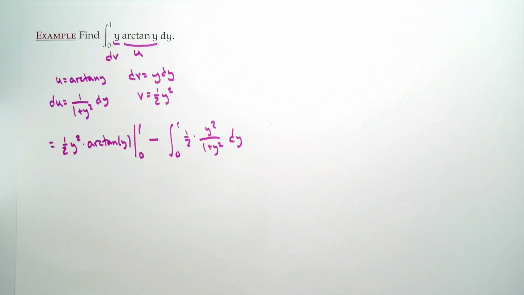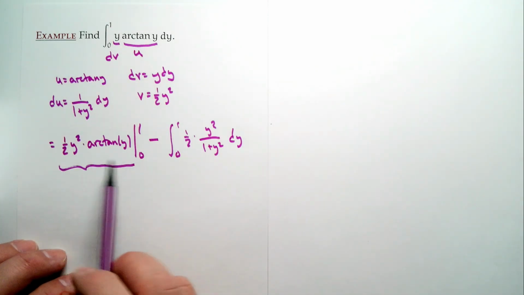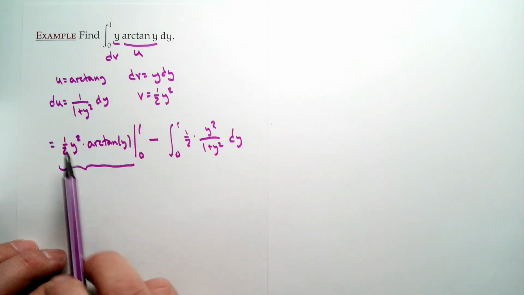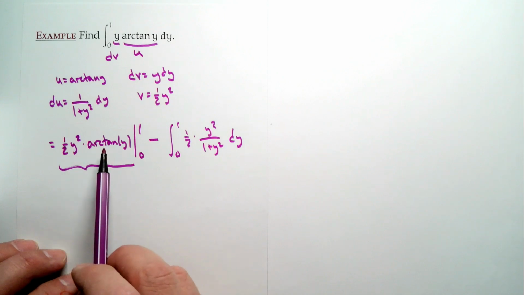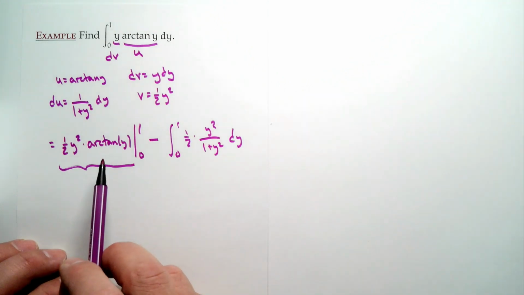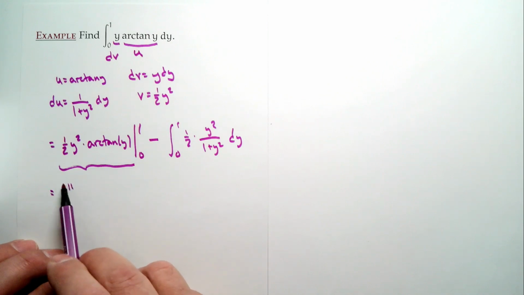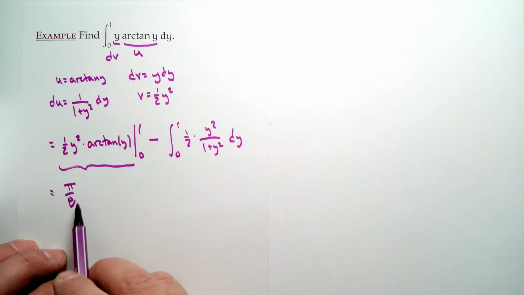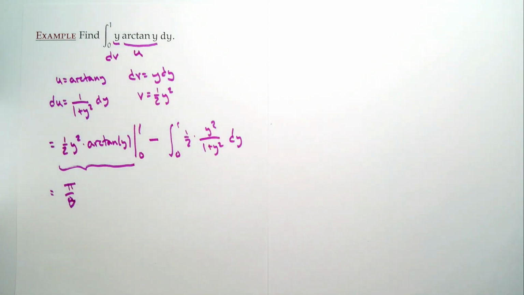All right. Well, that's not so bad. At least it looks a little bit more palatable. Let's talk about the first one. When you plug 0 into this first expression, what do you get? 0. That's good. When you plug in 1, well, 1/2 times 1 times arctangent of 1. Arctangent of 1 is also known as pi over 4, which means that this first piece will become pi over 8, because we have 1/2 times pi over 4. Now, how can we integrate something like y squared over 1 plus y squared?